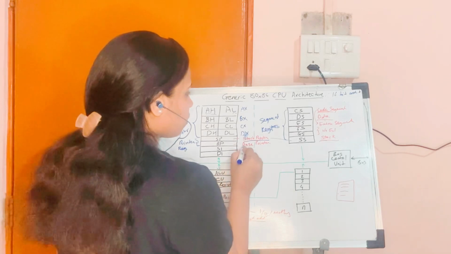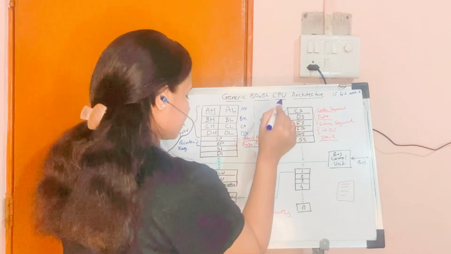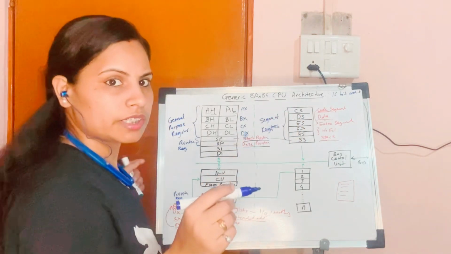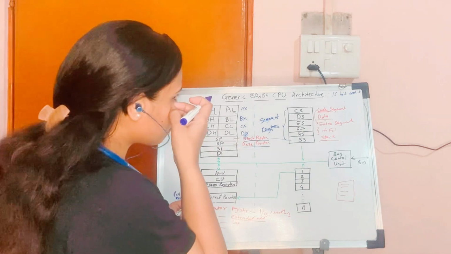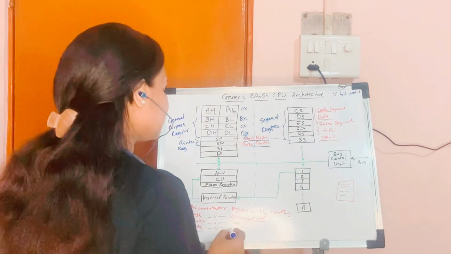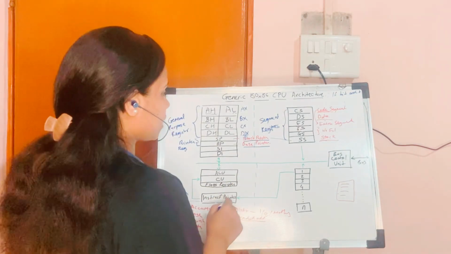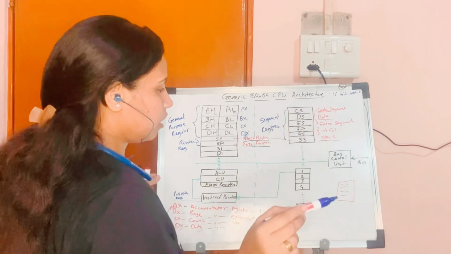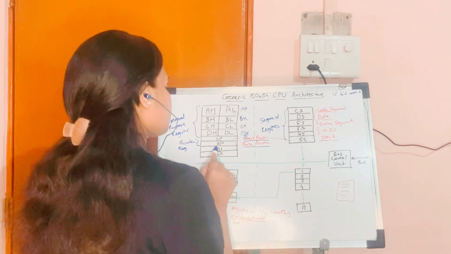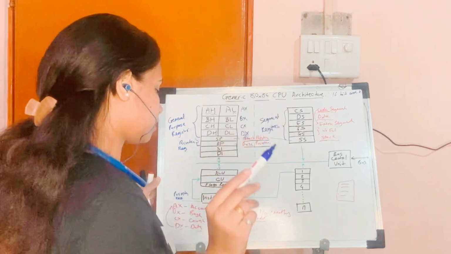And base pointer works in conjunction with the data segment, and base pointer points to the parameters of the functions basically. Then comes the instruction pointer. Instruction pointer works in conjunction with the code segment. So SP, stack pointer, for stack segment, base pointer for data segment, and instruction pointer for code segment.